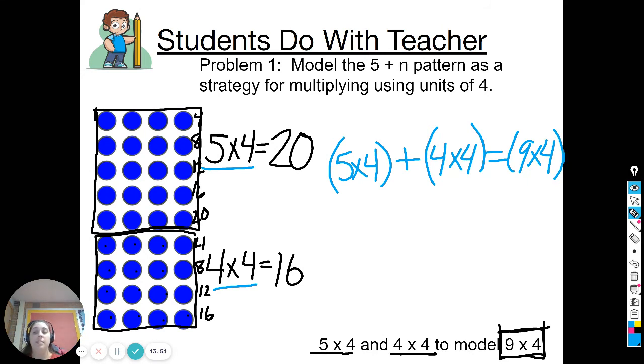Okay, because 5 plus 4 is 9. So that's where we get that 9. There are 9 rows all together. Make sure you have that equation written.